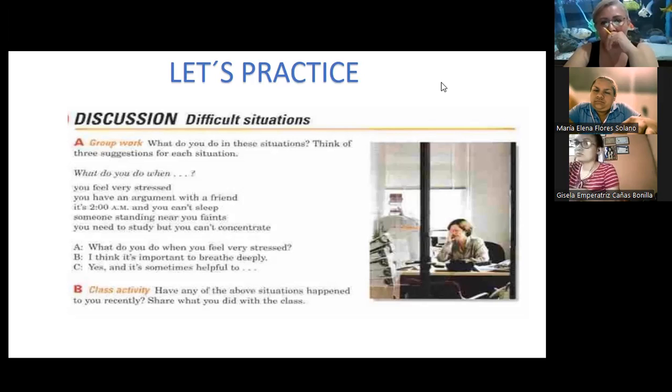You have an argument with a friend. De repente usted, pues, se discutió con alguien y quedó como estresado. Aquí en El Salvador la gente dice acalorado. No sé, es una terminología bien clásica. Es que terminó acalorado por la discusión. I don't know, it's like somebody was mad, a little uncomfortable. And it's 2 a.m. and you can't sleep. Entonces son las 2 de la mañana y no puede dormir. ¿Qué sugiere? ¿Qué recomendación da?